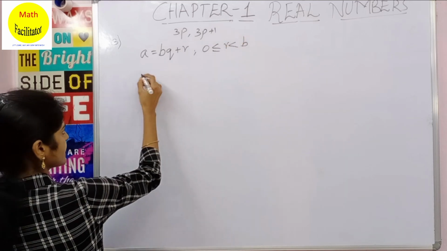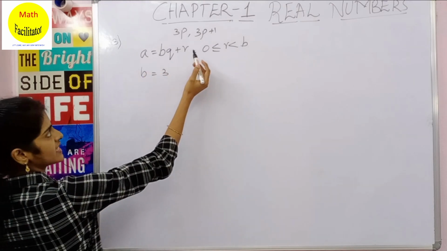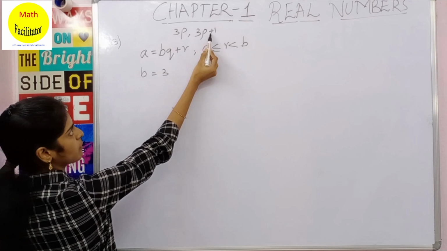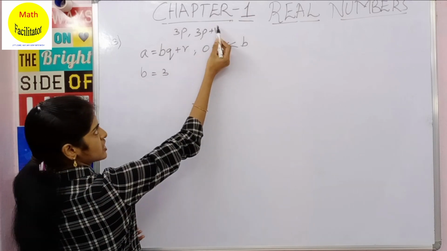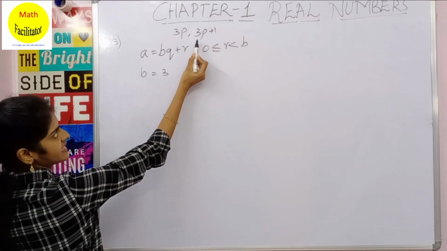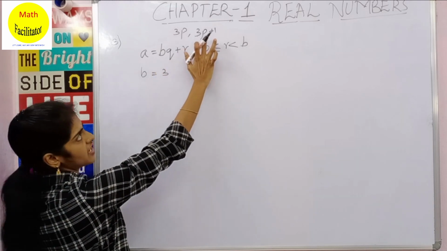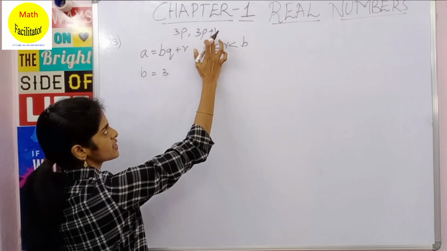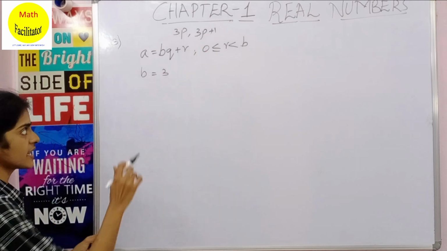Now let us take b as 3. Why? Because you can see that the expression you have to prove is in the form of bq plus r. So we'll take b as 3. Comparing Euclid's division lemma with what we have to prove, you can find that in the place of B, you have 3. So that is the reason you will take B as 3.